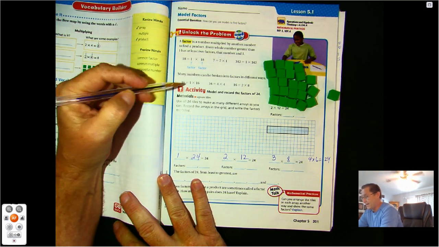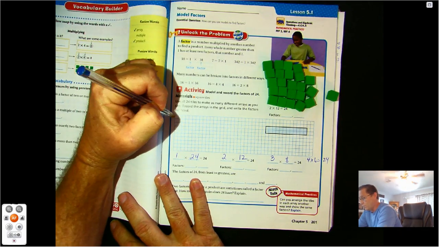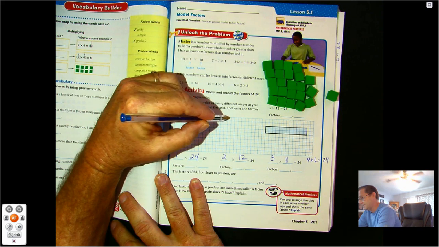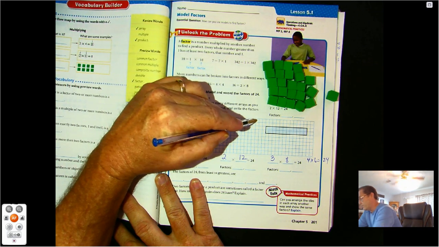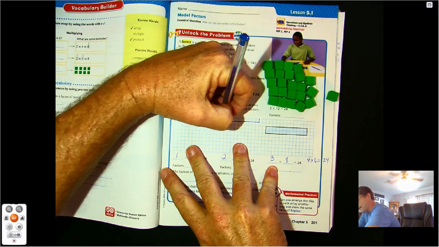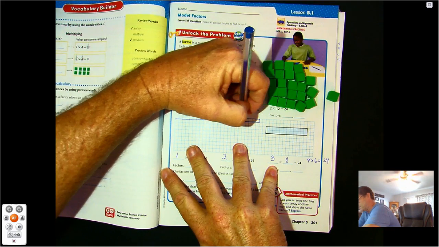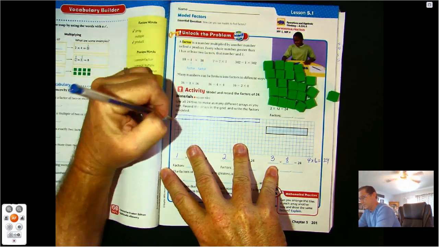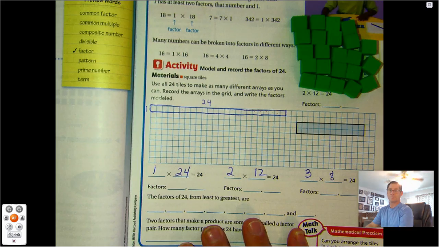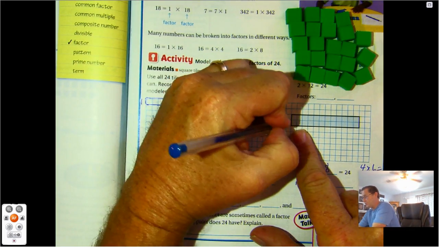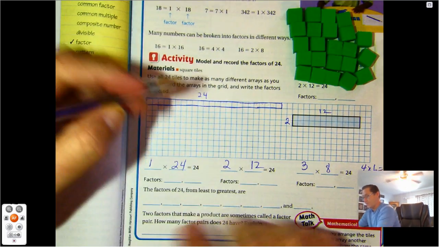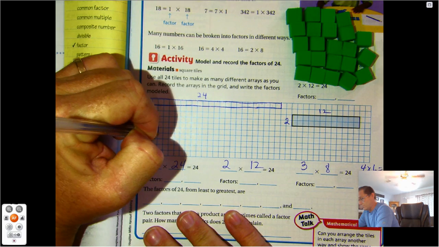Record the arrays in the grid. So we had one row of 24: 1, 2, 3, 4, 5, 6, 7, 8, 9, 10, 11, 12, 13, 14, 15, 16, 17, 18, 19, 20, 21, 22, 23, 24. Clearly we could have counted by more than one at a time. So this is a 1 by 24, or 1 times 24. This one here is depicting 2 by 12, 2, 4, 6, 8, 10, 12. 3 by 8.